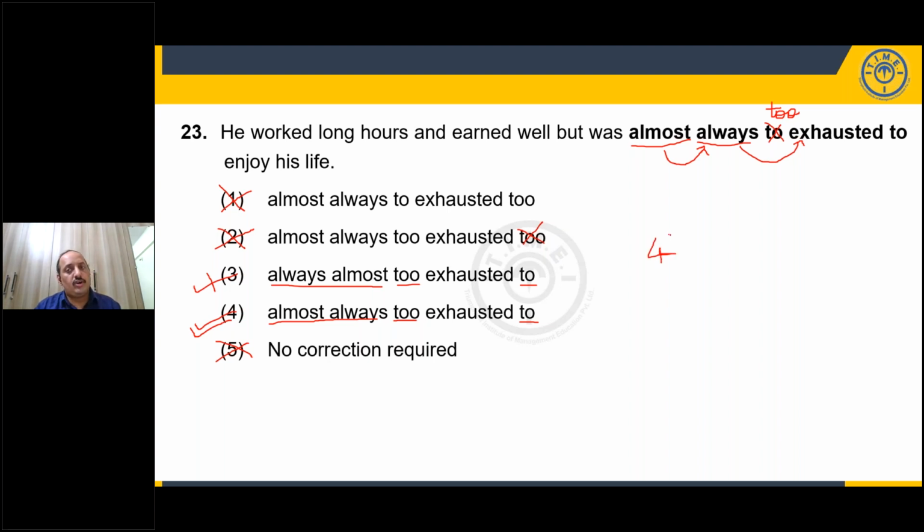How do I work it out? He's always too exhausted. So he's completely exhausted. And when I say almost always exhausted, that means 9 out of 10 times or 8 out of 10 times, he's always exhausted. So I have to say almost always too exhausted to enjoy his life. So option number 4 would be the right answer. So with this, guys, I'm done with phrase replacement. Phrase replacement is pretty simple because luckily I have the options given as replacements for the bold part. So even if I'm not able to directly figure out the answer, I can do them via the options.